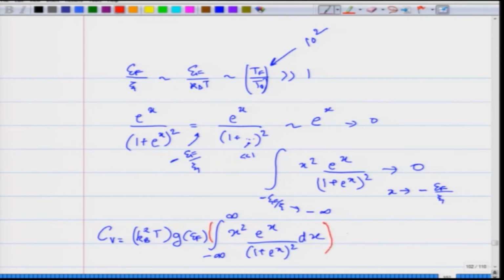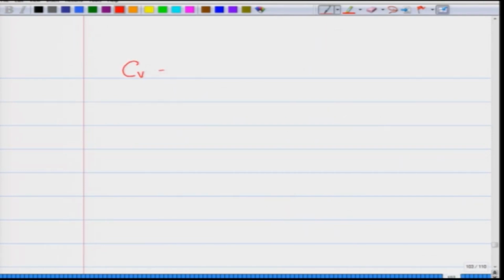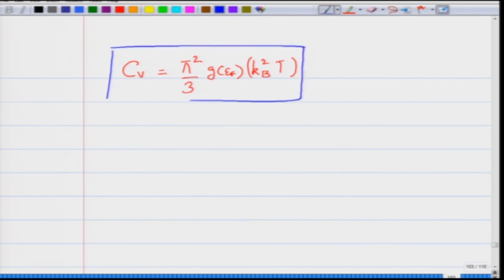And it turns out that this is a standard integral whose value is pi square by 3. This is a standard integral in mathematics, where integral from minus infinity to plus infinity x square e raised to x divided by 1 plus e raised to x the whole square dx has a well defined value which is pi square by 3. And so, now my specific heat of the electron gas finally starts appearing, which is pi square by 3 g(Ef), the density of states at the Fermi energy, into kB square T. This is my expression for the specific heat of the electron gas.